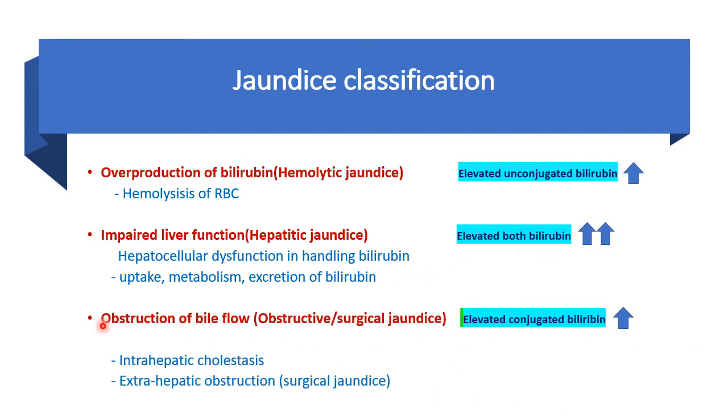The third category is called obstructive or surgical jaundice. This is due to the obstruction of bile flow from the liver into the intestine. There are two types of such obstruction. One is called the intrahepatic cholestasis, where the obstruction is within the liver, and the second is the extrahepatic obstruction, which is outside the liver. And this is classically called the surgical jaundice. In this type of jaundice, there is marked elevation of conjugated bilirubin in the serum.